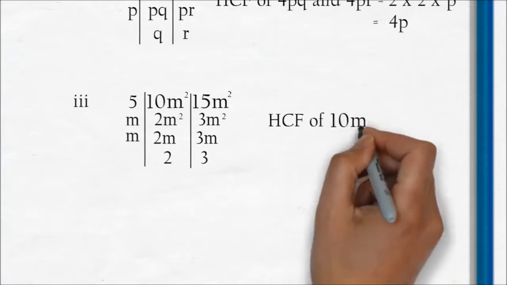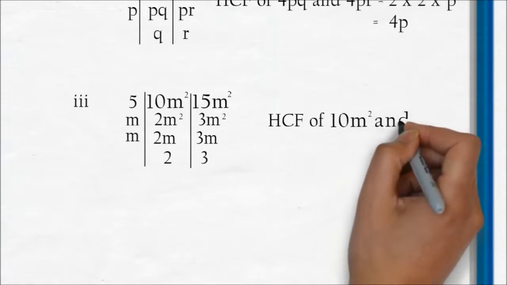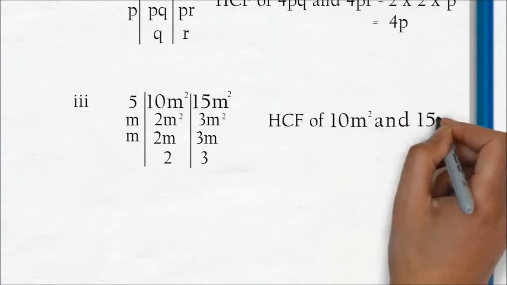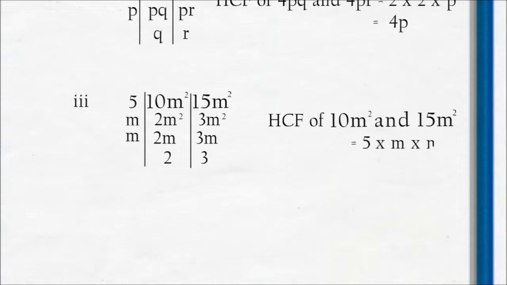M is still common to both of them again, so we use m to divide again. M will go into 2m, we're left with 2. M will go into 3m, we're left with 3. So therefore, the HCF of 10m square and 15m square would be equal to 5 times m times m. That will leave us with 5m square.